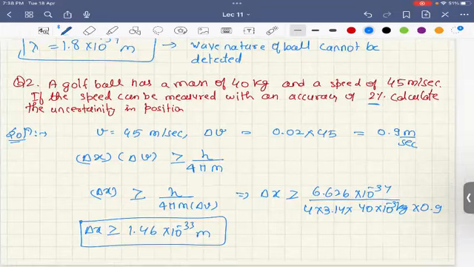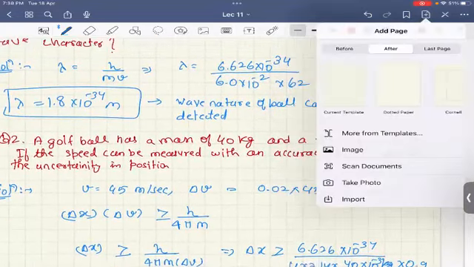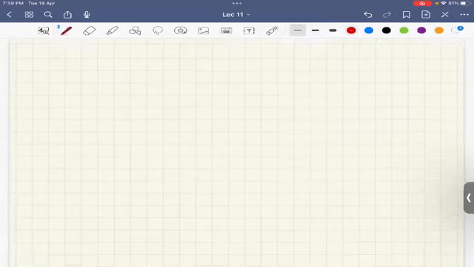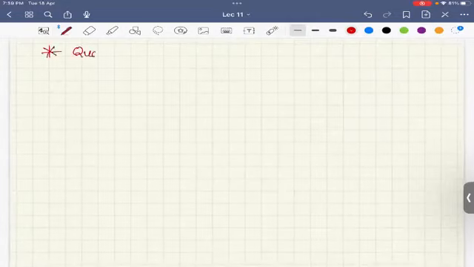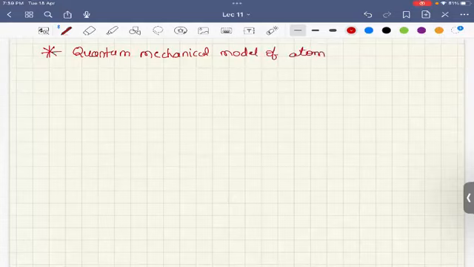So now we are going to talk about a short introduction to quantum mechanics, right. The quantum mechanical model of atom and the concept of atomic orbital.